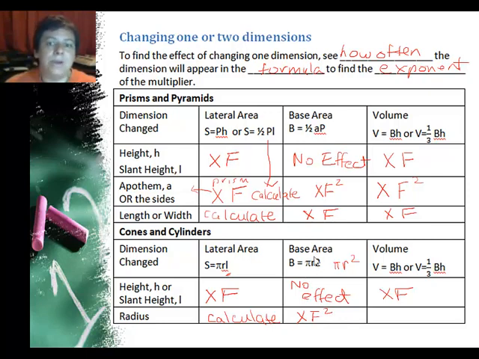If I double the radius, it shows up as a square in the base area, it shows up twice. So you multiply by the factor twice. So if I double the radius, then I would quadruple the base area. Radius does not affect the height. So if I double the radius, it's going to have the same effect as it did on the base area. So I would multiply by factor squared.